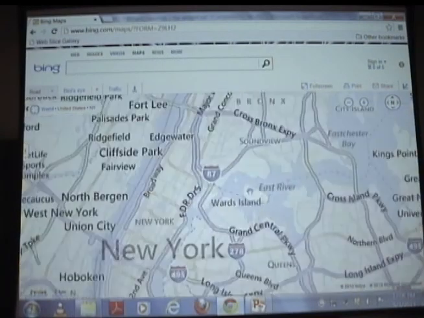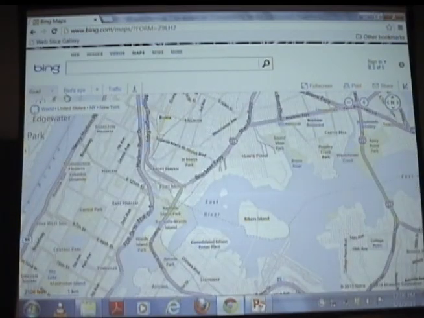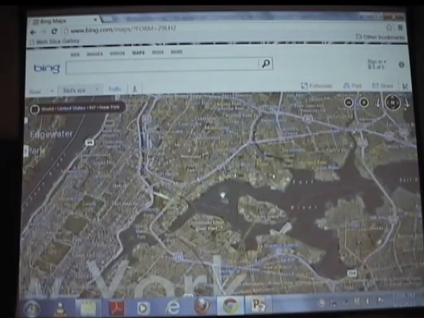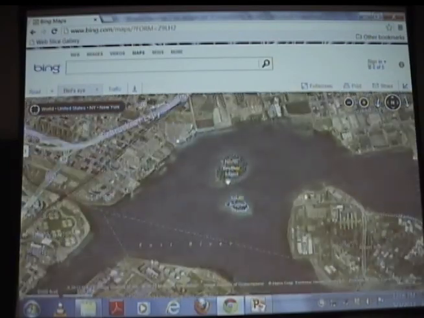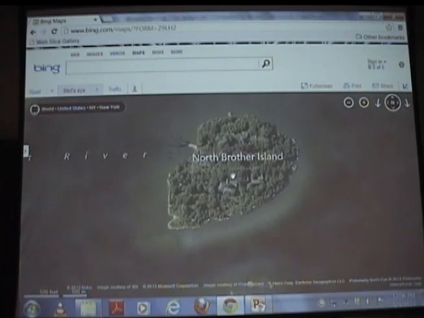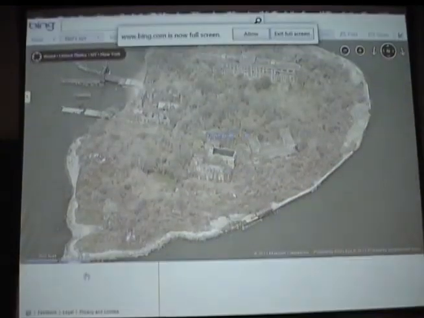And the quarantine, so there's Manhattan, right? And if we switch over to this view, there's an island just off of Manhattan. It's actually in the East River. North Brother Island. And there it is. Now, how do I make this full screen? I guess I don't. There it is.